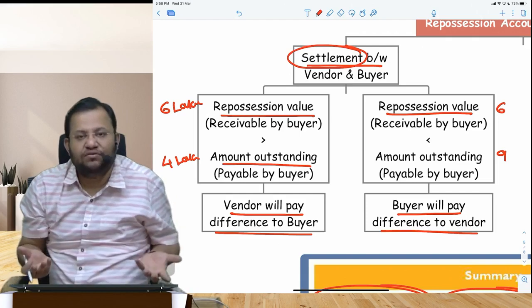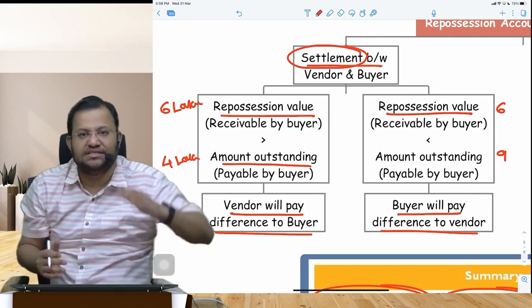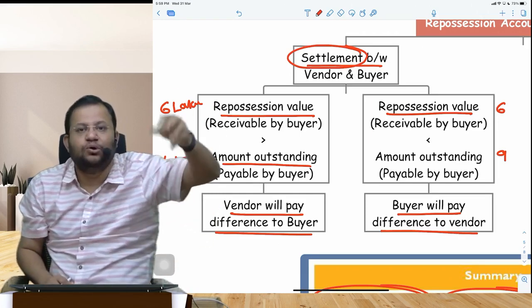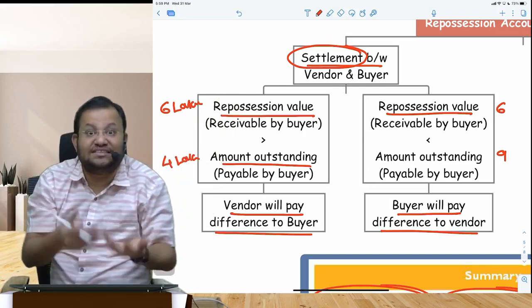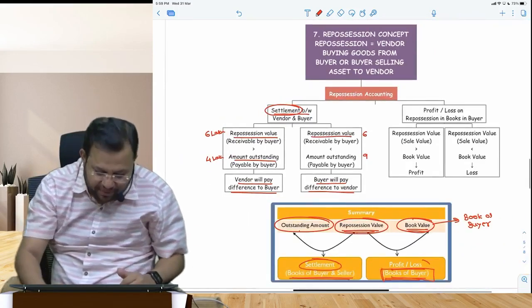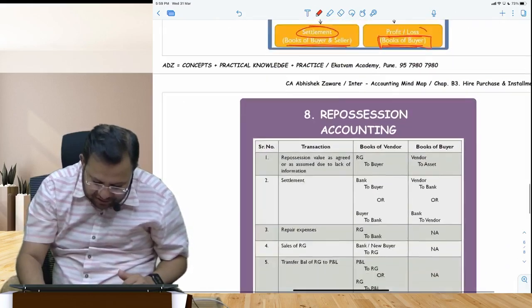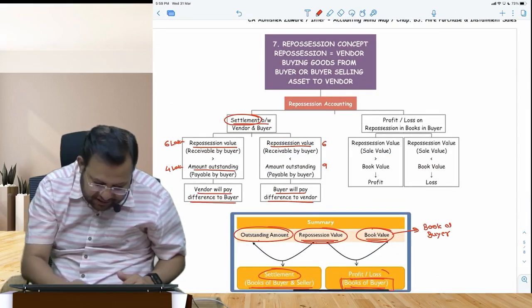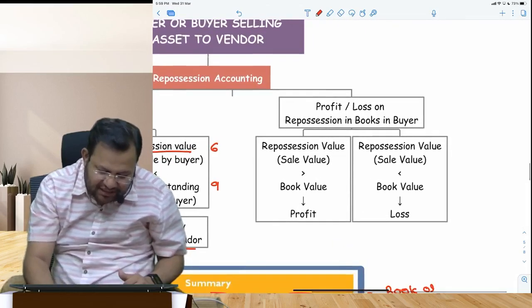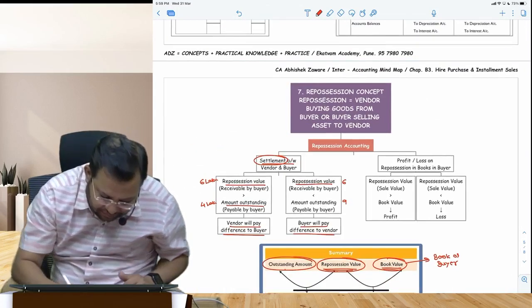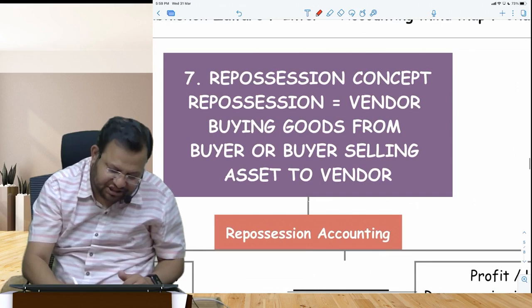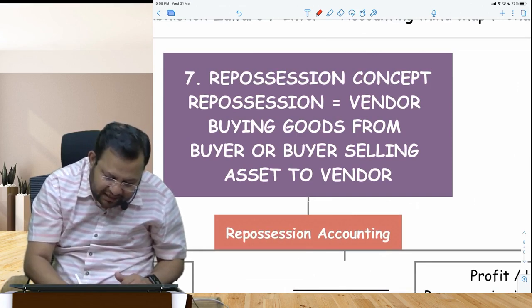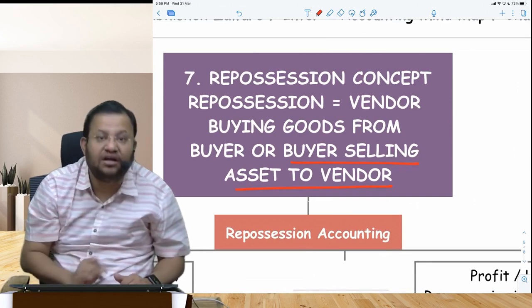So what entry do we pass? The simple entry that we pass is vendor account debit to asset account. So it is as good as a sale of an asset. To remember the entire repossession accounting, I had given a hint somewhere. Repossession accounting is as good as a sale of an asset. See here, repossession is the buyer selling the asset to the vendor.